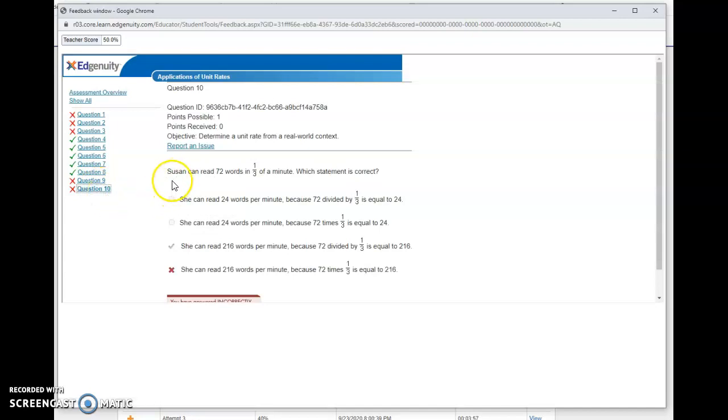Susan can read 72 words in a third of a minute. Okay, so if we're trying to figure out how many she can read in a whole minute, we need to multiply 72 times 3, and we get 216. So that means she can read 216 words per minute, so it's one of these last two, because 72 divided by 1/3 is 216. 72 times a third is only 24. We messed up on that multiplying, dividing word there. So it's going to be 72 divided by a third is 216.